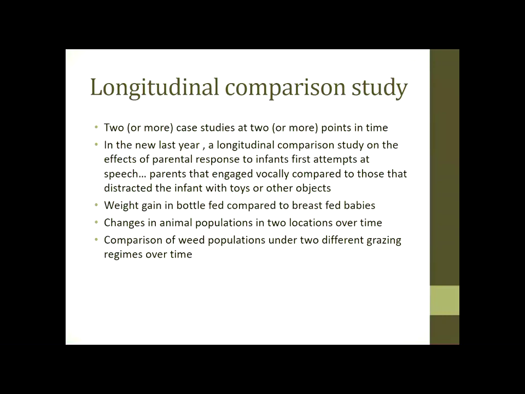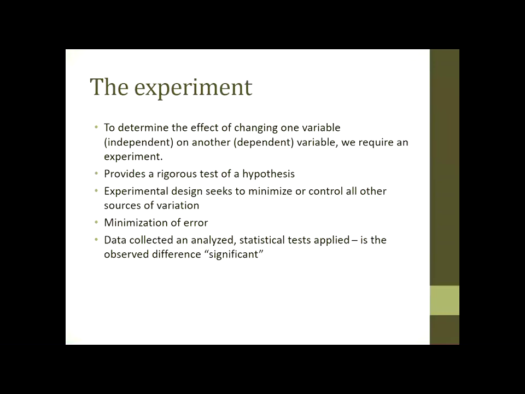There was another one in the media about bottle-fed versus breastfed babies and their weight gain and their development over time. You might think about changes in animal populations at two locations over time, or weed populations under different grazing regimes or fire management, and how that changes over time. There's a lot of research done in the school which fits under this sort of longitudinal comparison study framework. All right? And the last way of doing research we want to talk about is an experiment.